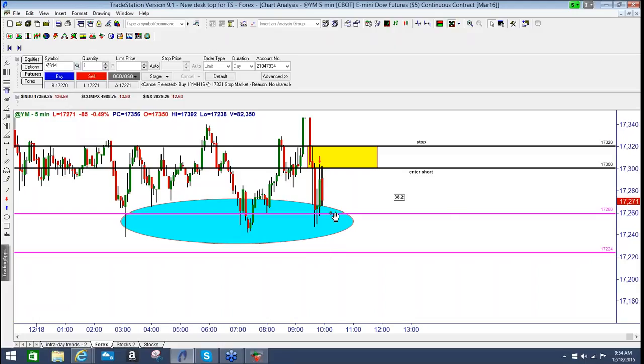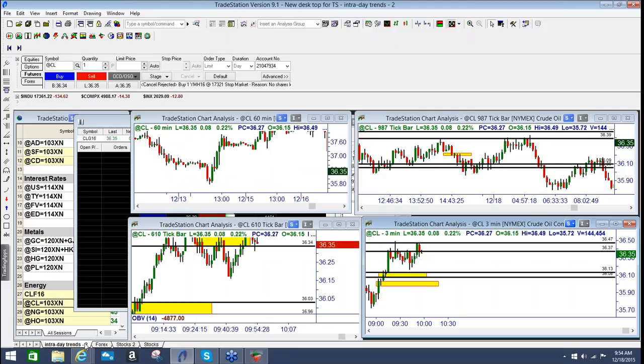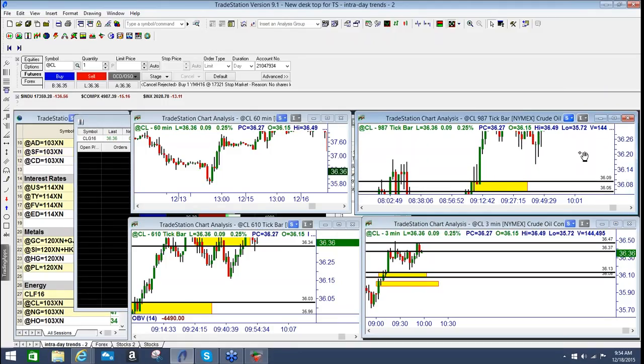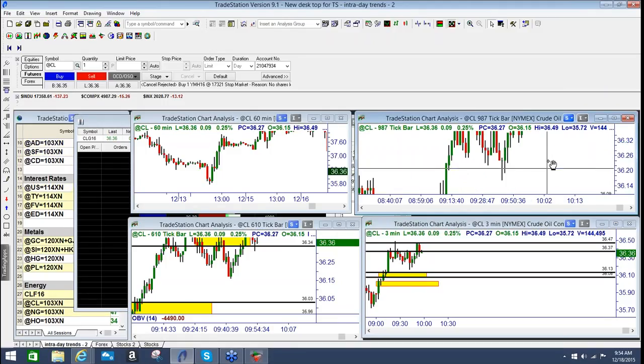If this is all going to break down, my second target would be like 17,224. 66 ticks. So we approach 10 o'clock. I was hoping to see it fall right into one of my zones here on CL, but not quite.